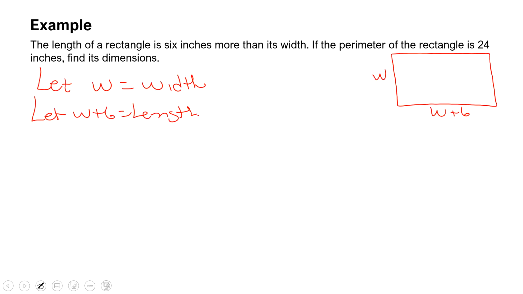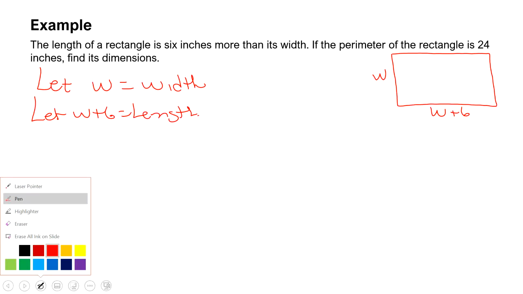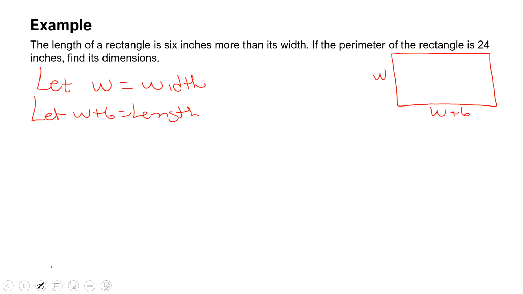Okay. From there now we have to remember the formula for perimeter. Perimeter is the distance around all 4 sides. The generic form, if we kind of do it quickly, is 2 times the width plus 2 times the length. That'll equal the perimeter.